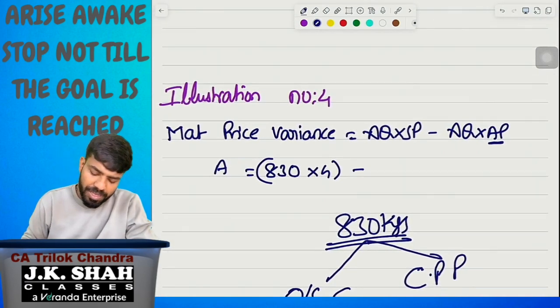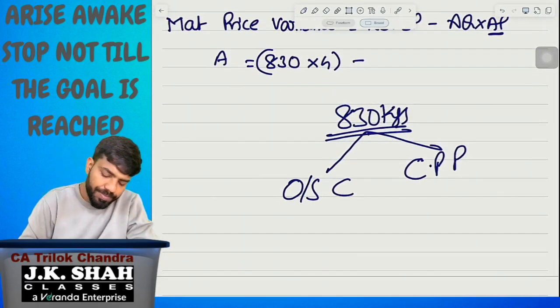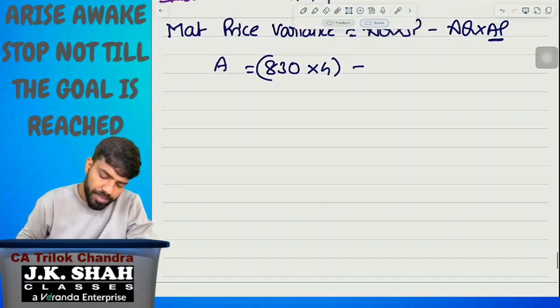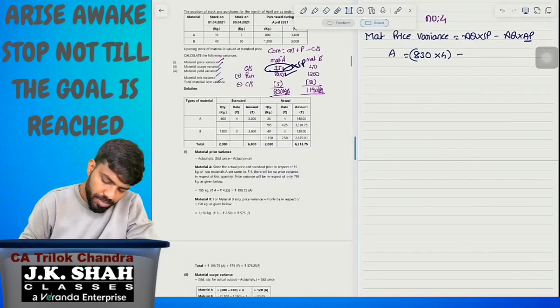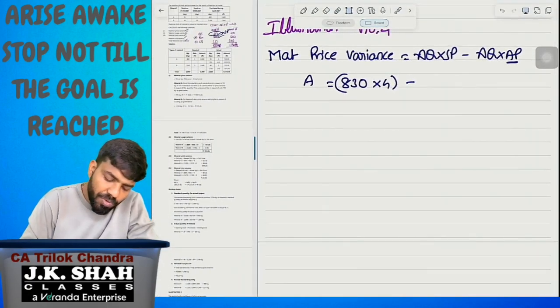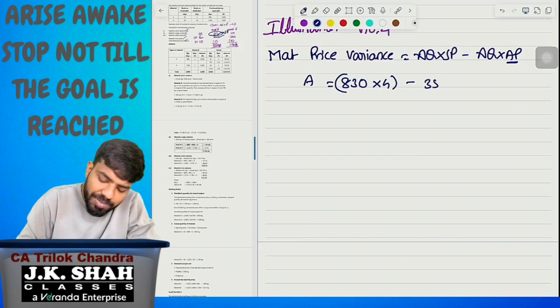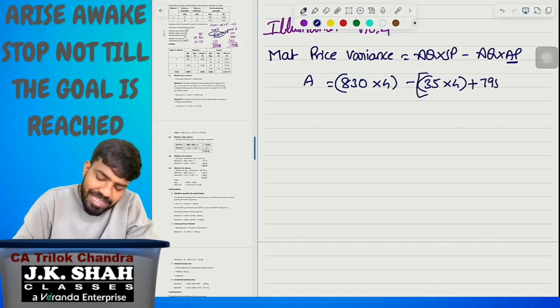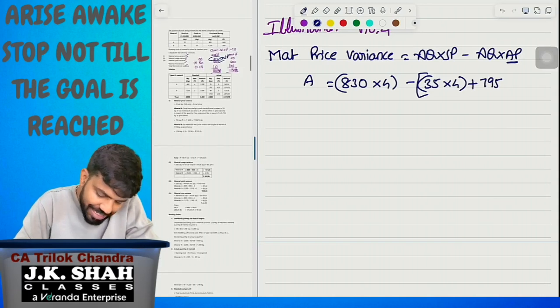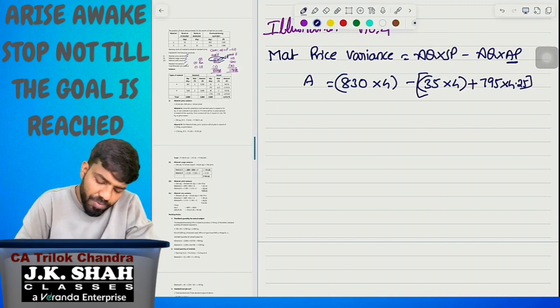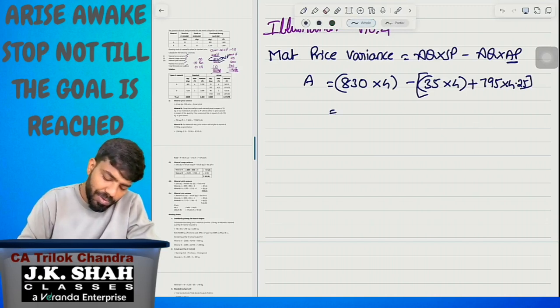So what we need to do here, actual quantity. Look at here. Actual quantity, first we take opening stock consumption 35 kgs into standard price. What is the standard price? 4 rupees. Plus balance 795 kgs from the current year purchase. What is the current year purchase price? We taken the actual, oh, I deleted that. Okay. So 795 into 4.25.